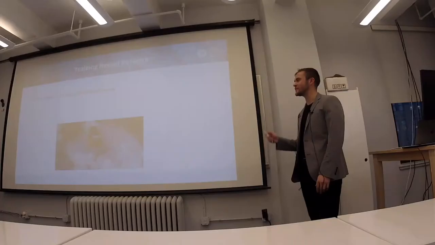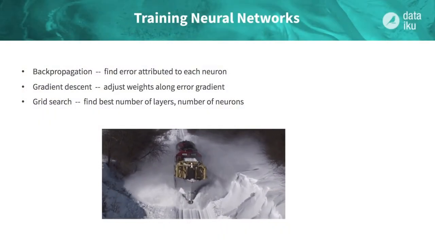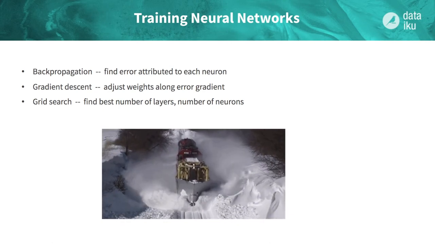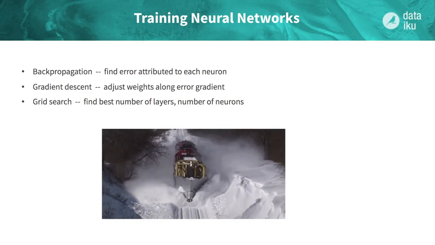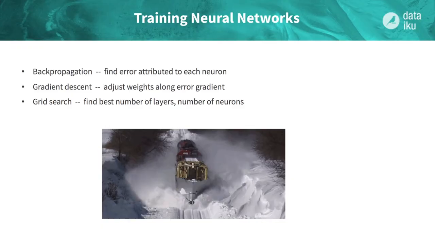Okay, there are entire talks devoted to back propagation, gradient descent, and grid search, which are the main three concepts behind training neural networks. I'm not gonna get into too much detail today, but I think you should know that back propagation, very broadly, is the process of finding the error attributable to each neuron in your neural network. And then gradient descent is once you find out that error gradient, you start to descend along the error gradient so that you can eventually find a local minimum. And then grid search is a good way to find the optimal number of neurons, the optimal number of layers. There are obviously a lot of options here, so grid search is hugely important finding that out.